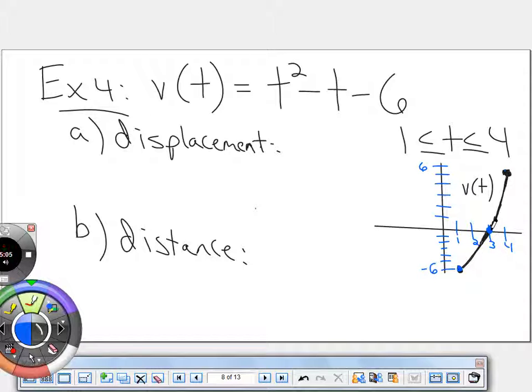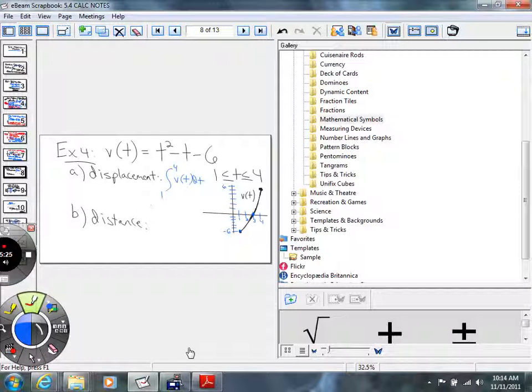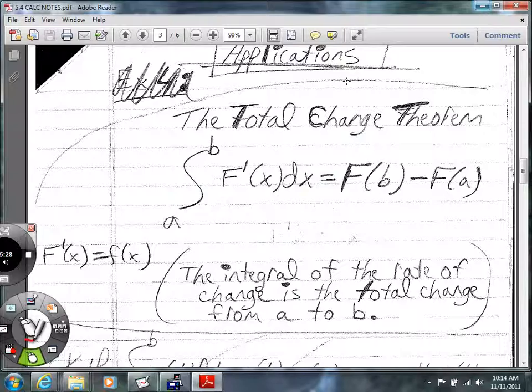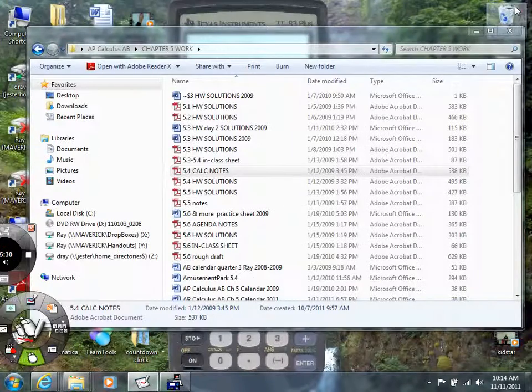Now the displacement is the easiest thing to do because all you have to do is find the integral from 1 to 4 of that particular function, and that would be nothing more than just plugging that into your calculator and figuring out what that integral equals. So we definitely want to just do that real quick, make sure we're all comfortable with that.